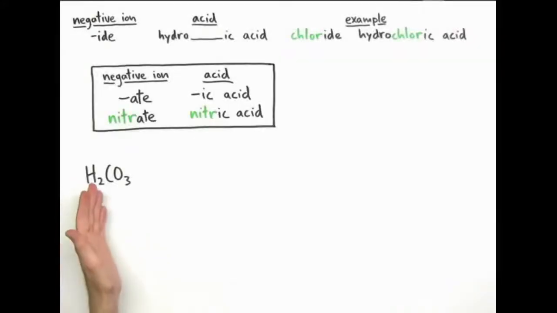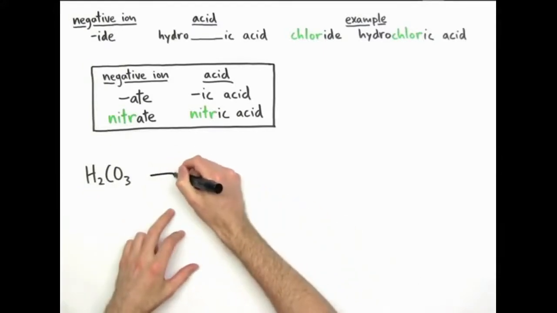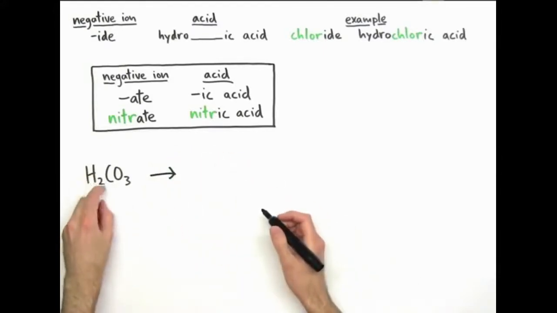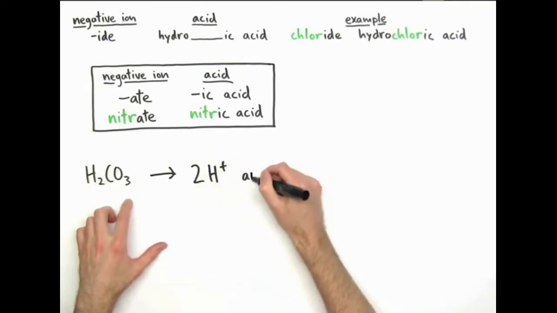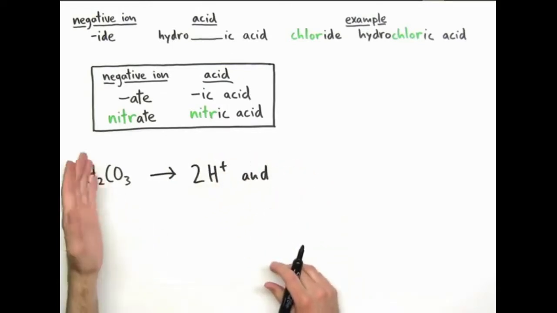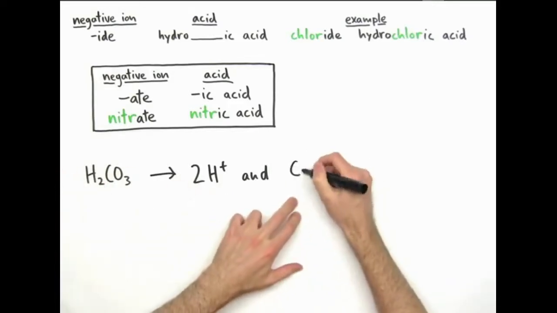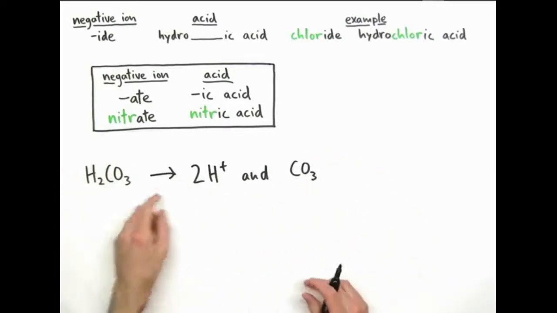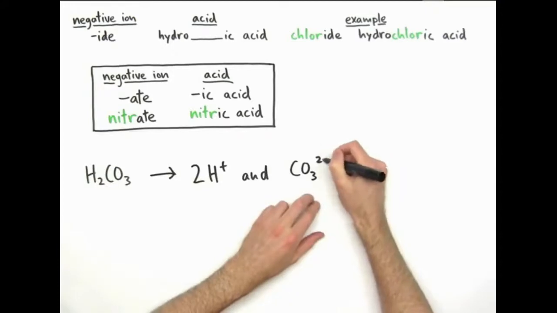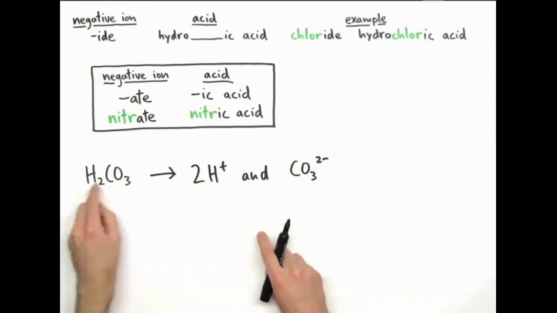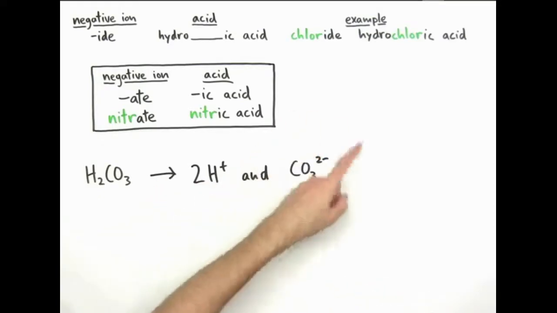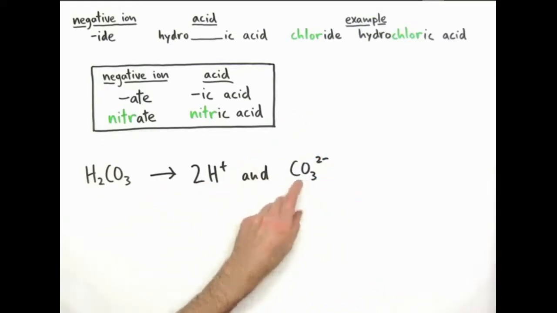Here we have H2CO3. We're going to break this into the ions that make it up. Now there are two hydrogens here, so we're going to do 2 H plus. That's one part of it. And then the other part of it is everything else, so it's going to be CO3, and the charge on this is going to be 2 minus. It's got to be 2 minus to balance out the 2 plus charge that we get from the two hydrogens, okay?